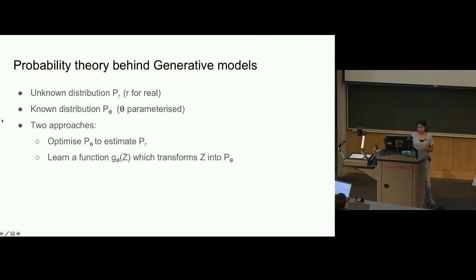The second approach is when you're using another function, which is G in here. G is a differentiable function which is trying to transform a common distribution Z, so that it transforms Z into P_theta. We'll get into more details in the further slides, but let's discuss these two approaches in further detail now.